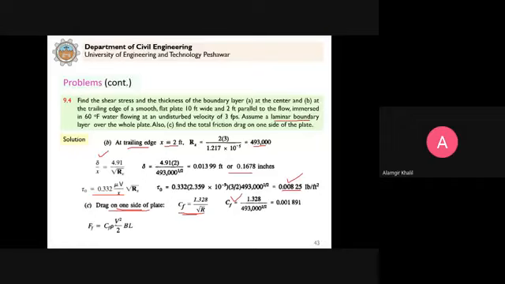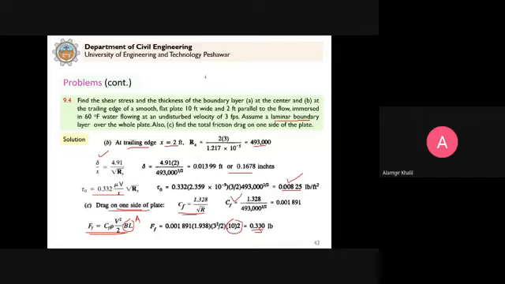And this is the formula to calculate the friction force that we earlier discussed. And this BL is the characteristic area A. We have a flat plate, so 10 into 2. This is the characteristic area. So this is how we calculate the friction drag force on one side of the plate.